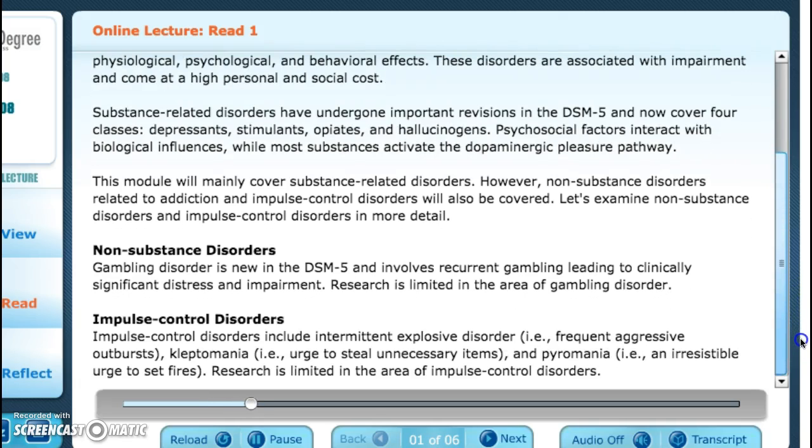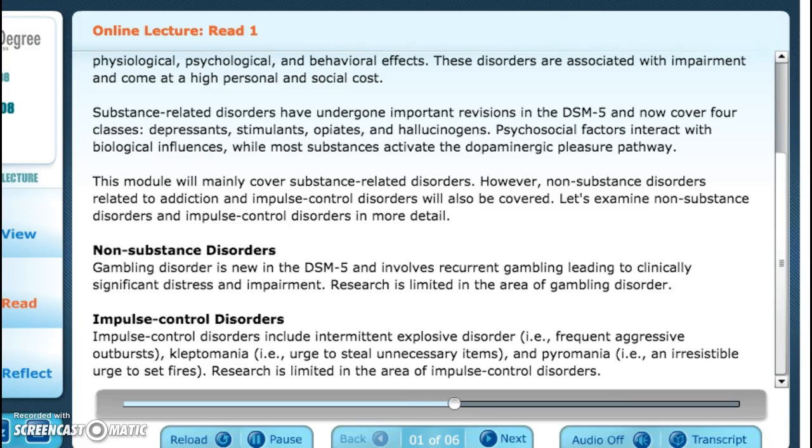Substance-related disorders have undergone important revisions in the DSM-5 and now cover 4 classes: depressants, stimulants, opiates, and hallucinogens. Psychosocial factors interact with biological influences, while most substances activate the dopaminergic pleasure pathway. This module will mainly cover substance-related disorders. However, non-substance disorders related to addiction and impulse control disorders will also be covered.